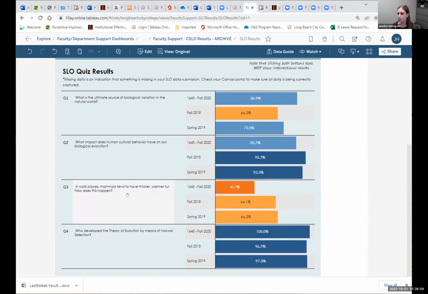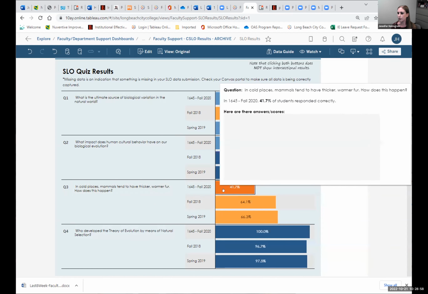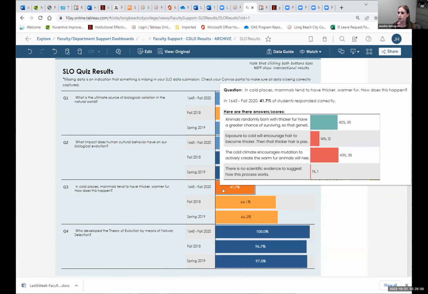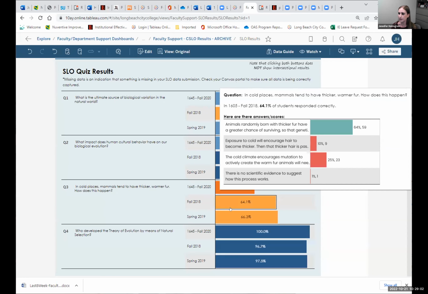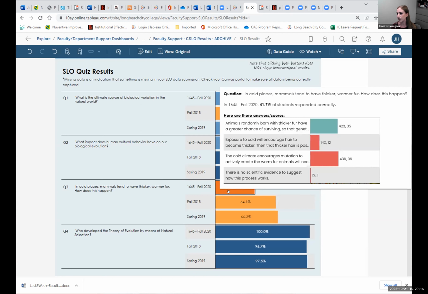In cold places, mammals tend to have thicker, warmer fur. How does this happen? And if we hover over the overall score for this question, we can see what are students selecting as their responses. And the green response is the correct answer. And then those red bars on the right are the incorrect options. And we can see that for each of these, a lot of students are gravitating toward that third response. The cold climate encourages mutation to actively create the warm fur animals will need.